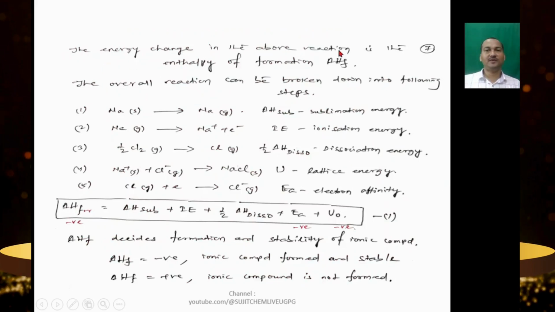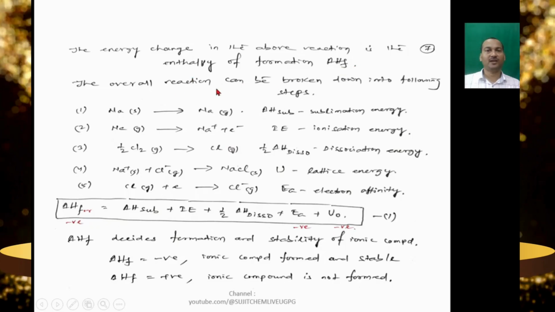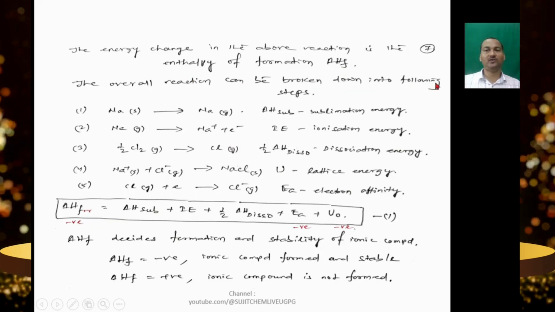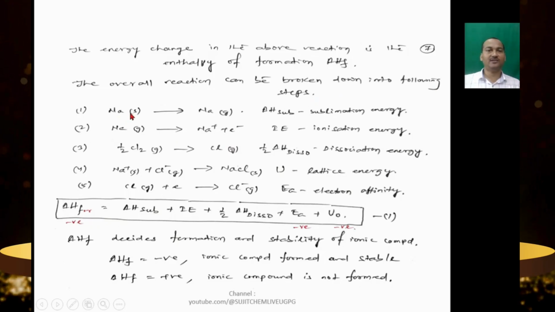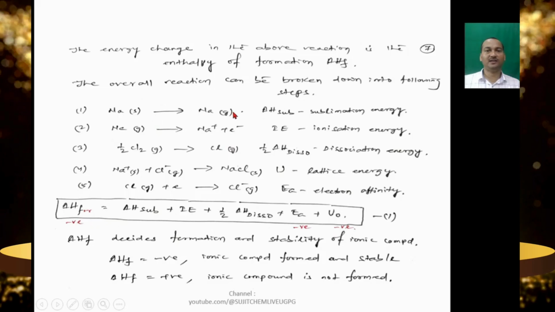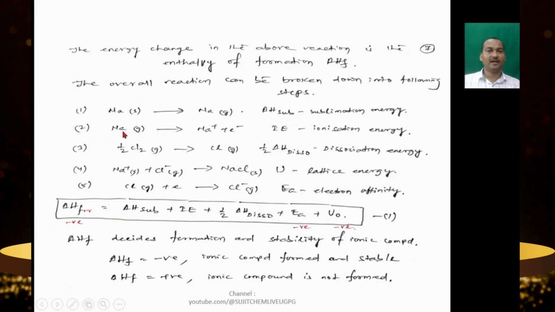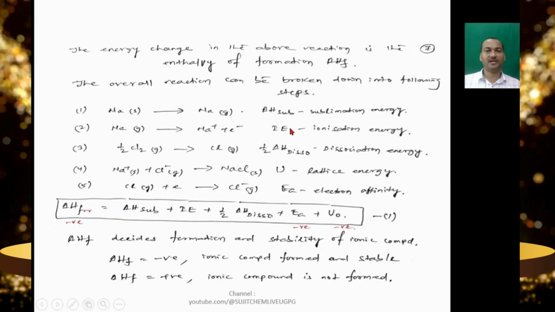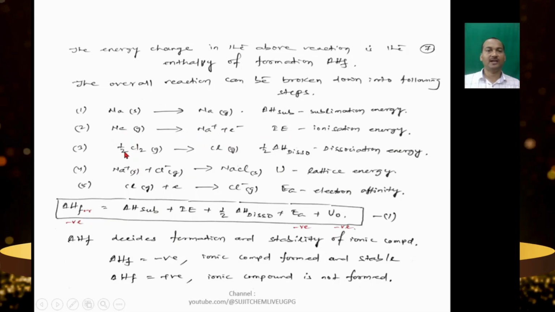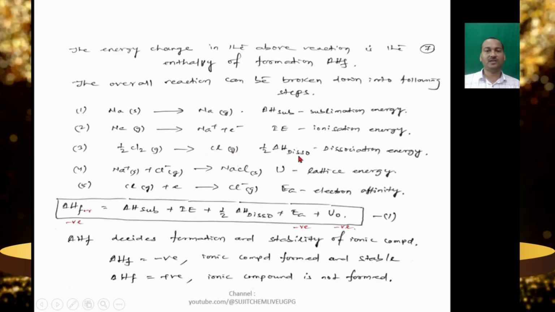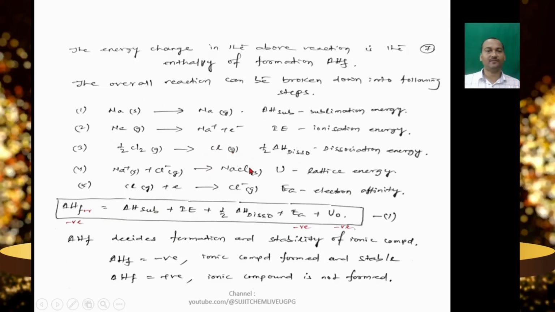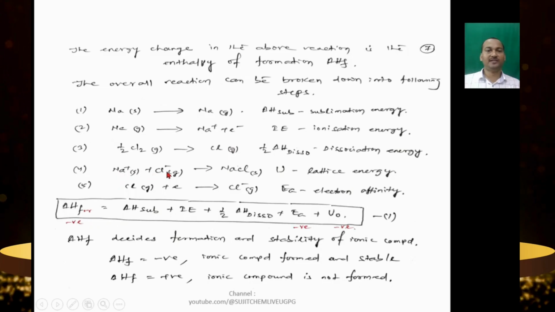The energy change in the above reaction is the enthalpy of formation, that is delta HF. The overall reaction can be broken down into the following steps. Na solid gives rise to Na gas, that is delta H sublimation. Na gas will lose an electron giving rise to Na+ ion, that is ionization energy. Similarly, half Cl2 will give you Cl atom gas, that is dissociation energy.